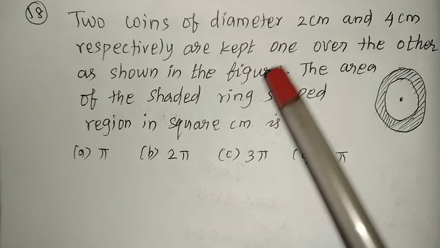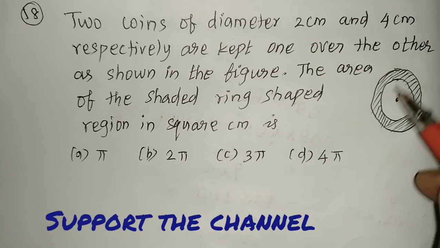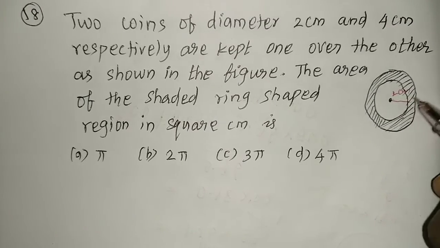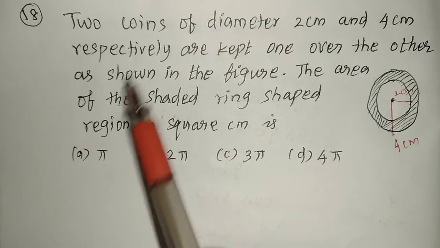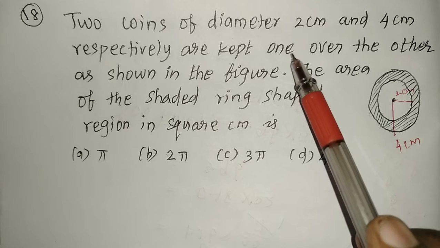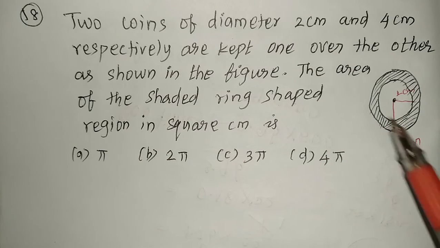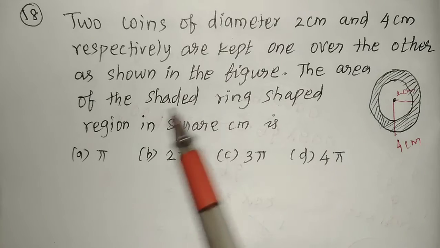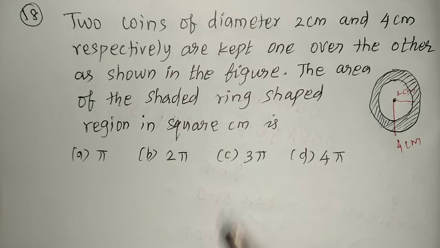Two coins of diameter 2 centimeter and 4 centimeter. Okay, so in the diagram I have mentioned this. So this is the small 2 centimeter. The bigger one we have is 4 centimeter. Like that it is the concept. Respectively they are kept one over the other as shown in the figure. The bigger coin over the smaller coin they have kept, right? The area of the shaded ring shaped region in square centimeter, they have asked.